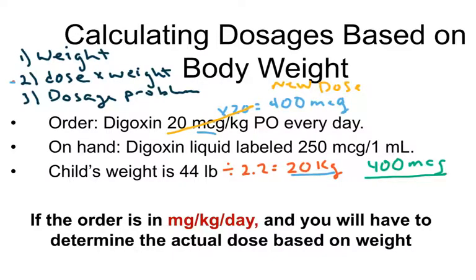Okay, so what was ordered is the 400 micrograms. What you have available is the 250 micrograms per milliliter. So we cancel those units. So you do 400 divided by 250 times 1, and you get 1.6 milliliters. Okay, so this is your answer because the question would ask you how many milliliters will you give. Okay?